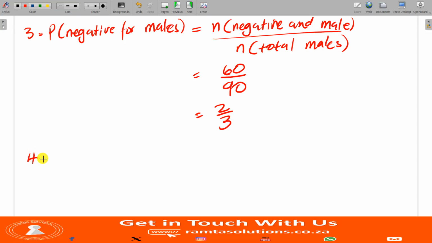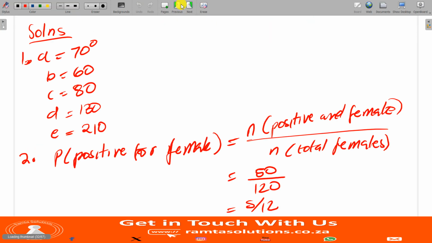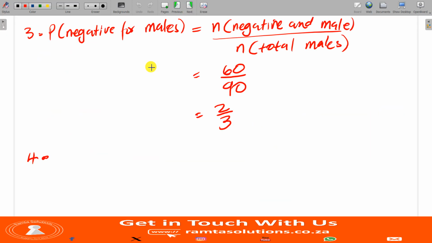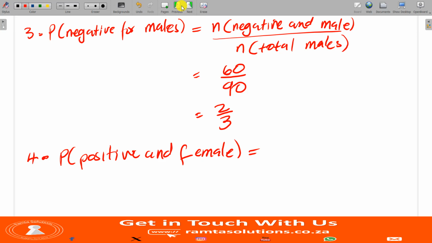Now, number 4. What is the probability? Is the success independent of gender? So we must look at the probability of success, so meaning positive, right? Probability of positive. And let's say whether you choose male or female, it doesn't matter. I will choose female. So probability of positive and female. What is it? Let's go.